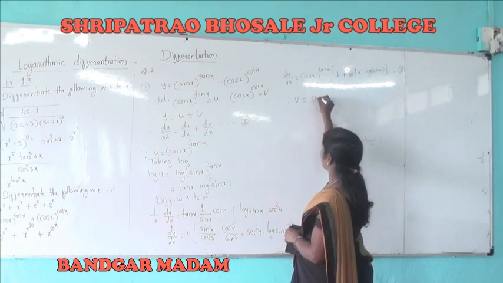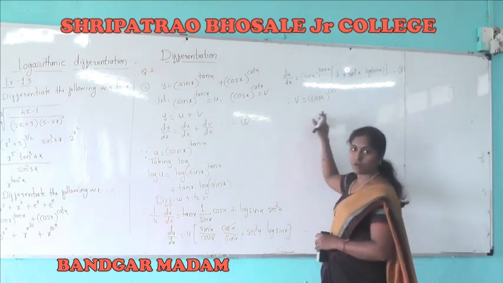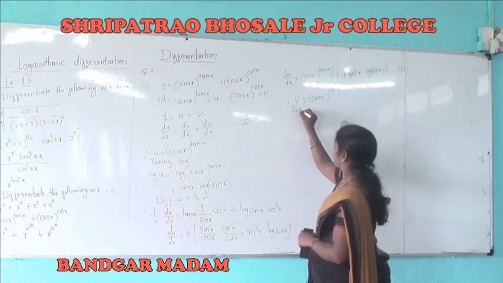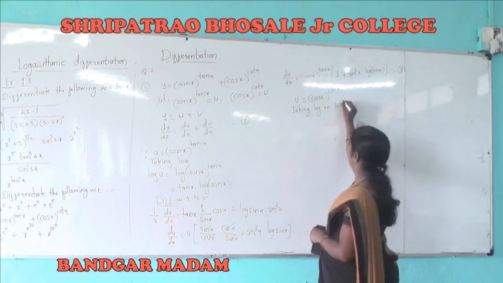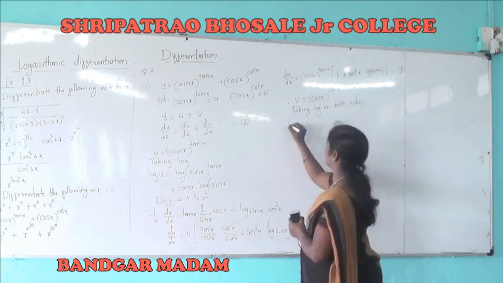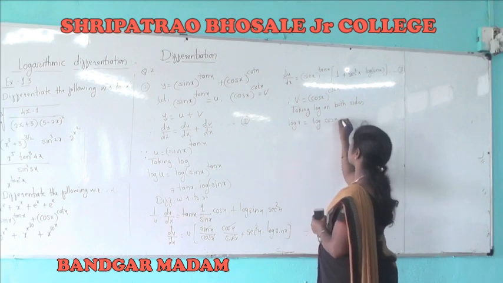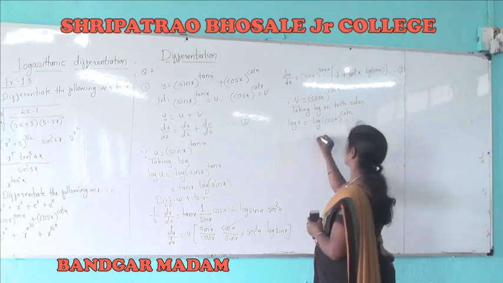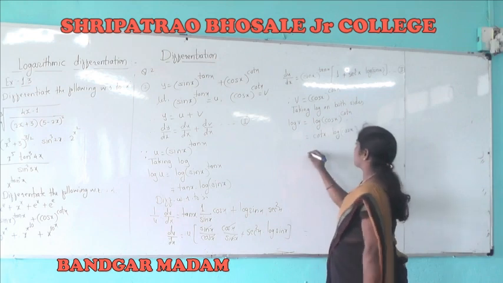Now v is equal to cos x raised to cot x. This is a function raised to function form, so we take log on both sides. We get log v is equal to log of cos x raised to cot x. This power will be the coefficient, so we get cot x into log of cos x.